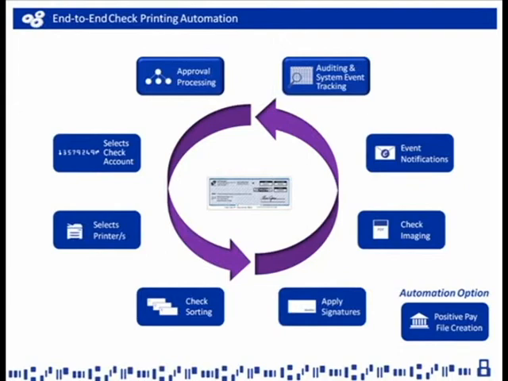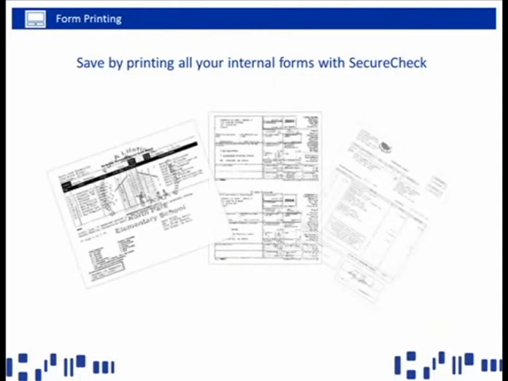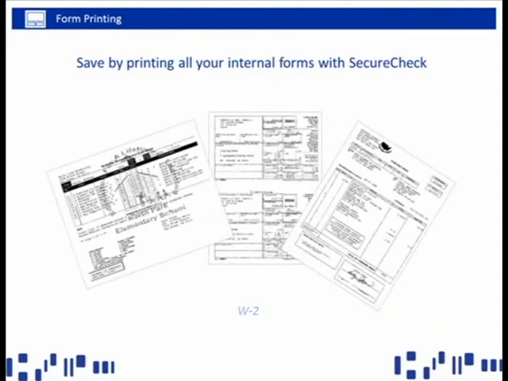And SecureCheck lets you print more than just checks. You can print all your internal forms with SecureCheck: W-2s, 1099s, transcripts, purchase orders, invoices, or any other form.